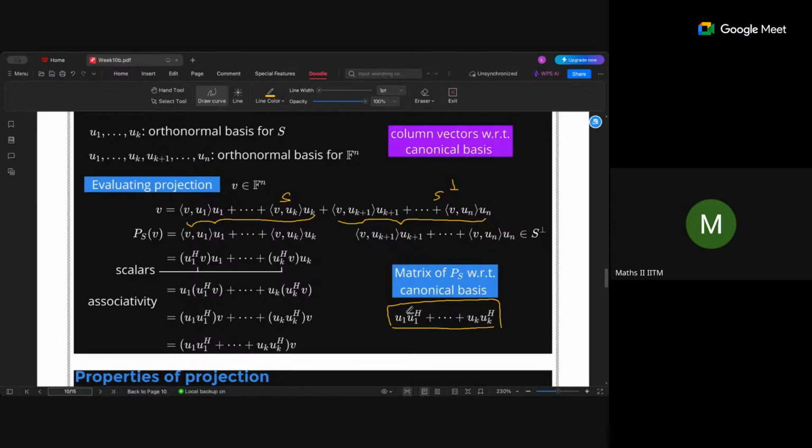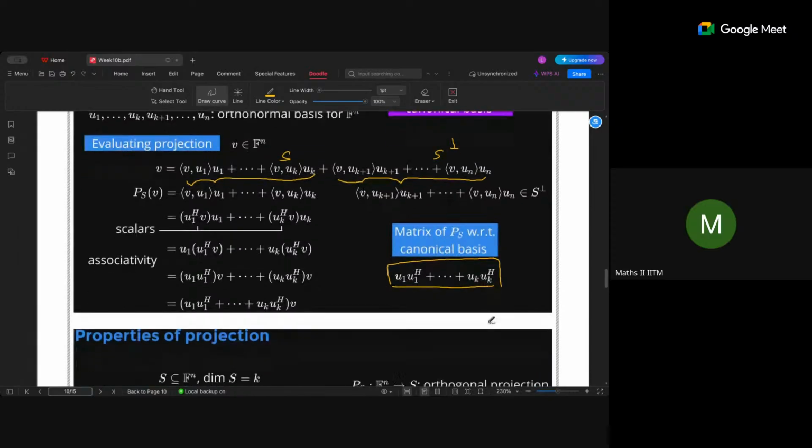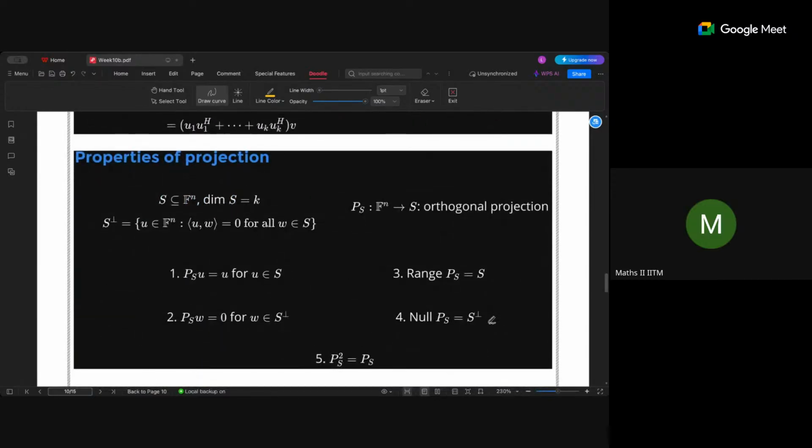So how do you find PS? You take the orthonormal basis for S and then you calculate this. That will give you the matrix of PS. Okay, so what are the properties for PS we saw? If U in S, then PSU equal to U. Okay, and if W is in S perp, then PS of W equal to 0.